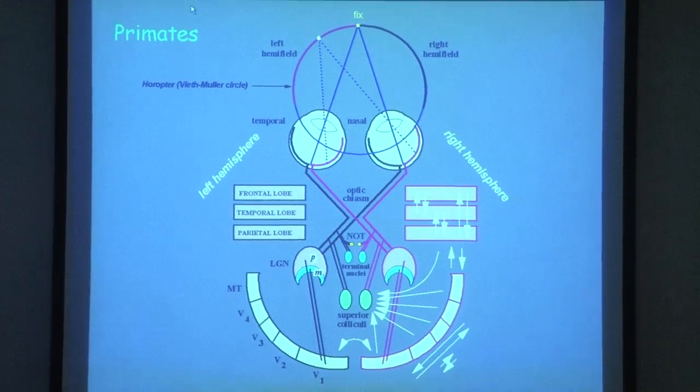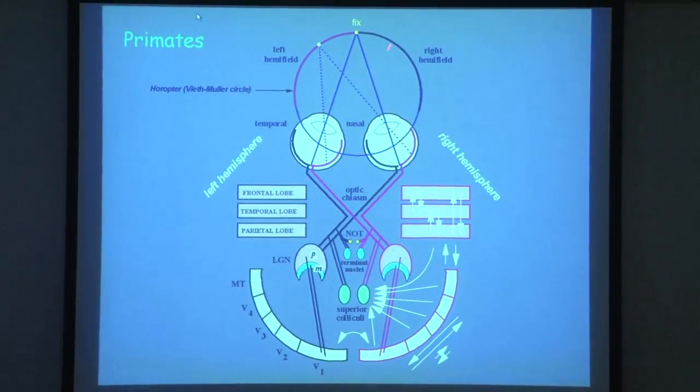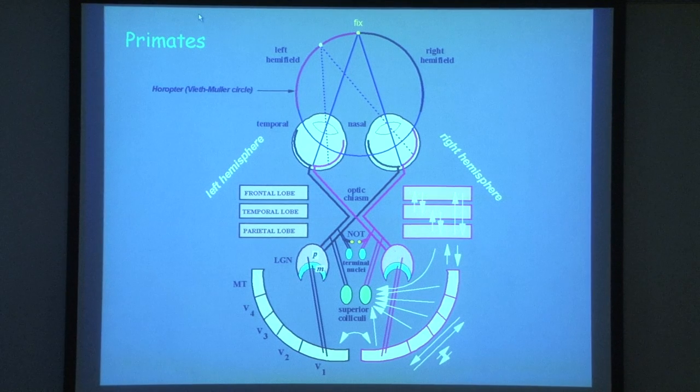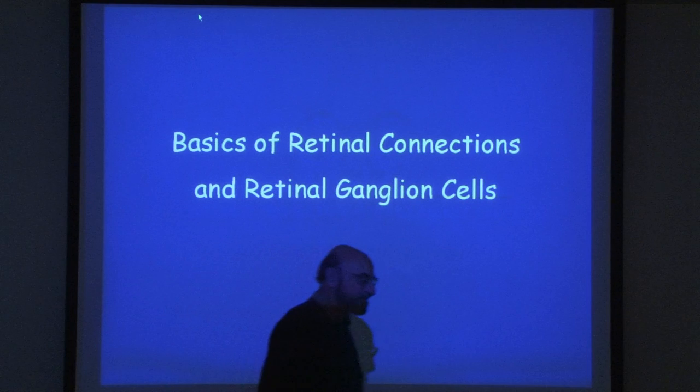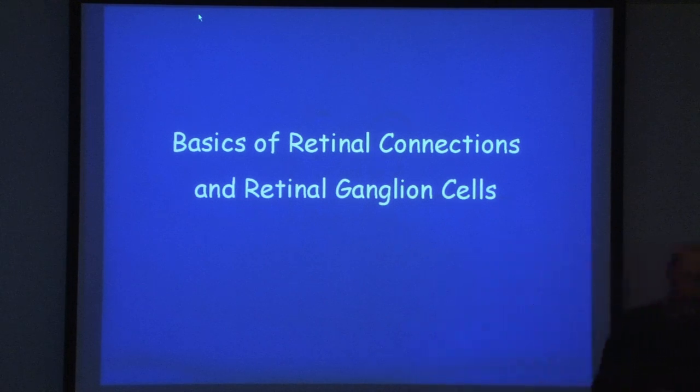Now, just to anticipate a little bit, whenever images fall inside or outside the circle, they fall on non-corresponding points, and that will have something to do, and I'll keep you curious about that for the time being, with how we process depth. That is the mechanism that is involved. It's called stereopsis. I mentioned that very briefly last time. OK, so that summarizes the basic connections of the system.